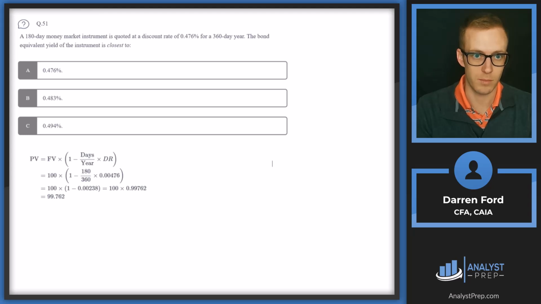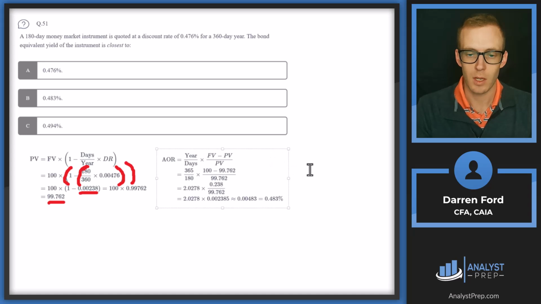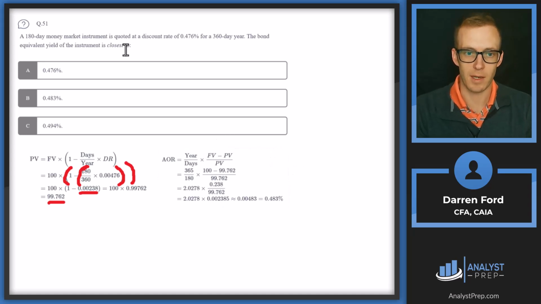Just to mention, when we're multiplying this out on our calculator, we really want to make sure we're multiplying these first. So we would have two sets of parentheses, with parentheses around all of it. We multiply this out first, which gives us this number, then subtract that from 1, and then multiply by 100. So we get 99.762, and then part 2 of this operation is figuring out that bond equivalent yield.